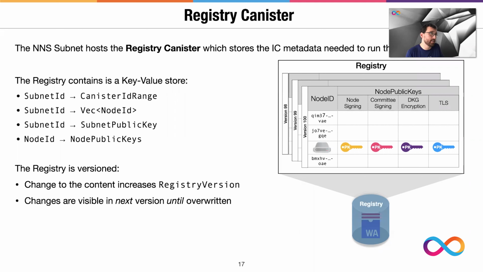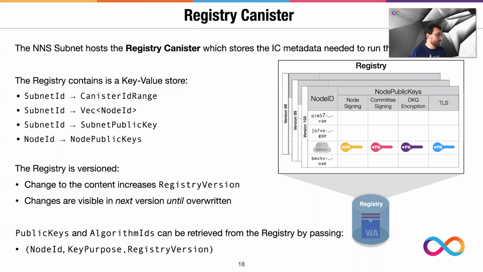So since this is just a canister on the network, all the other nodes can fetch the content of the registry and periodically update the delta between the versions of the registry. And the part that is relevant for the crypto component is that from the registry we can actually get the specific keys that we need for specific interactions that the crypto component wants to perform. This is made possible by calling out to the registry and specifying from which registry version we want the keys, the node identifier, which is just a principal ID, and the purpose for the key. Is this a node signing key? Is this a TLS certificate, for example?